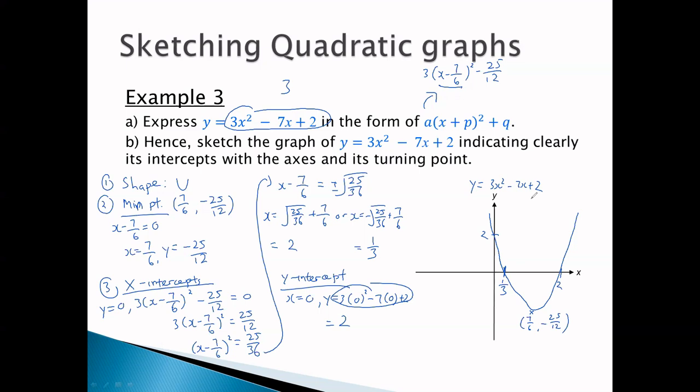All right, now I want to show you something. Remember I said that the turning point should be in the middle of the two x-intercepts. Now I'm going to prove to you: what is (1/3 + 2) divided by 2? Let's use a calculator. 1/3 plus 2 divided by 2, and I get 7/6. So do you see the x-coordinate of the turning point is in the middle of the two x-intercepts, right? So, okay, let's move on.